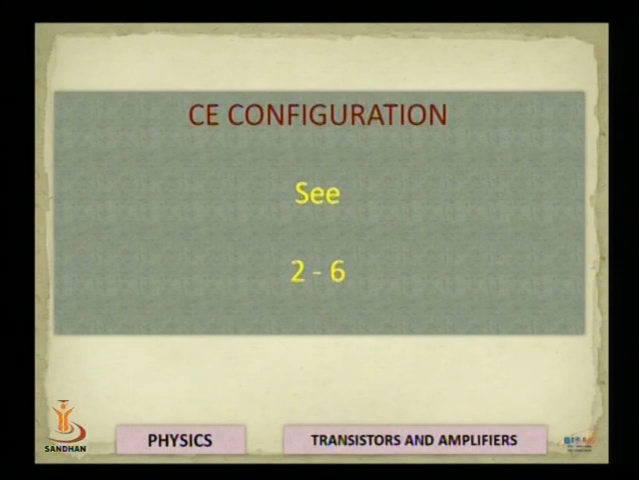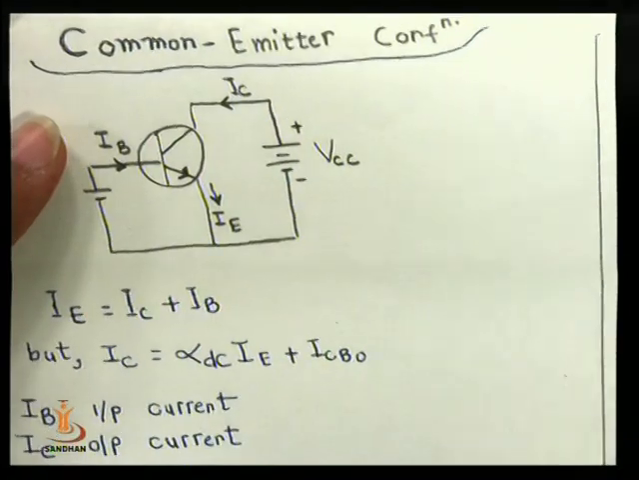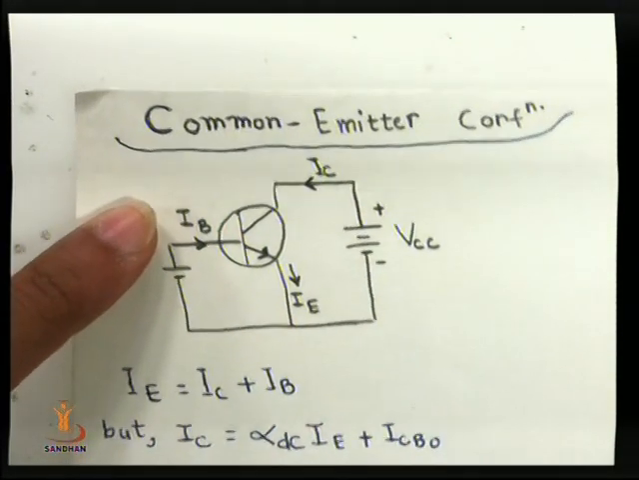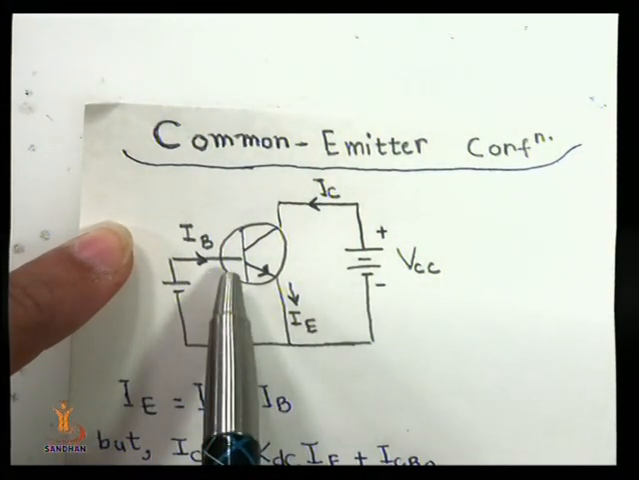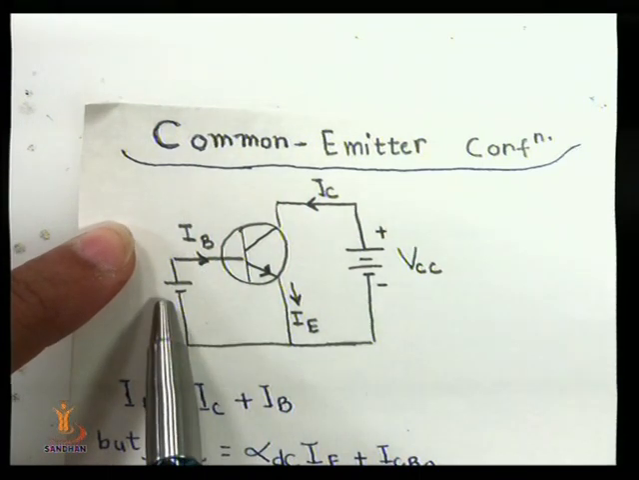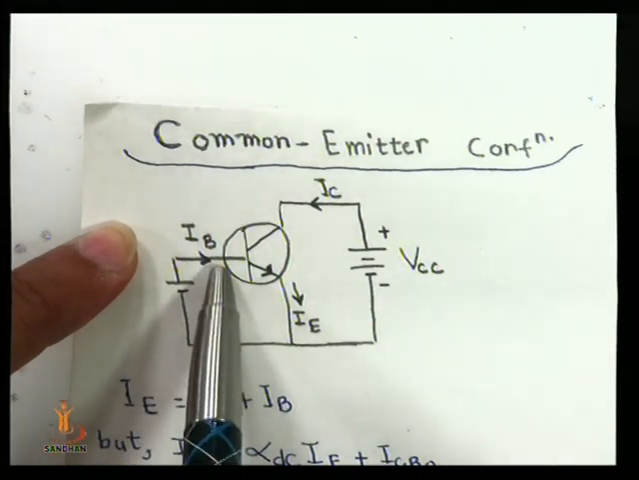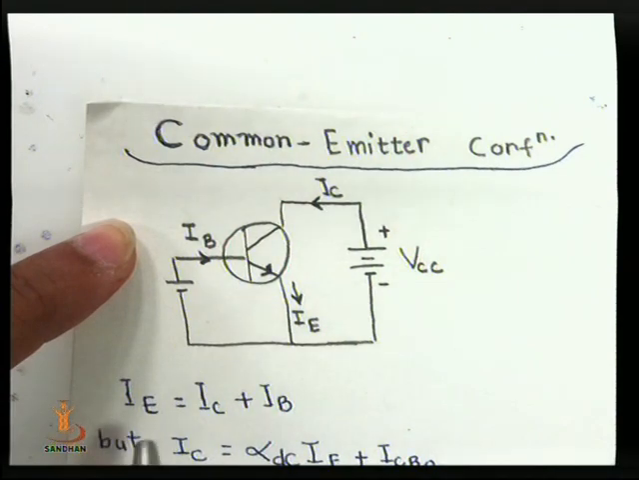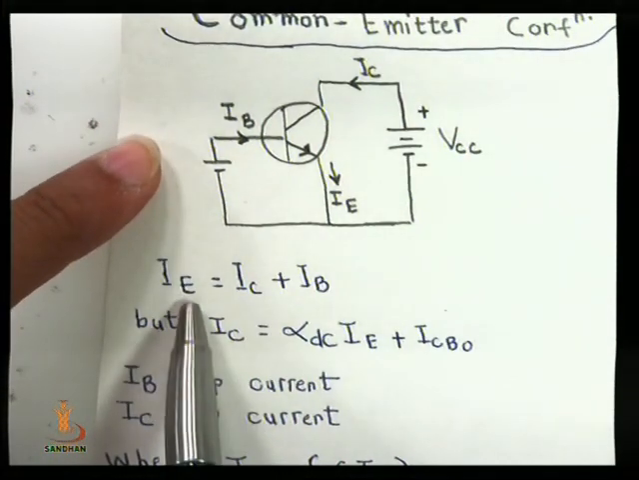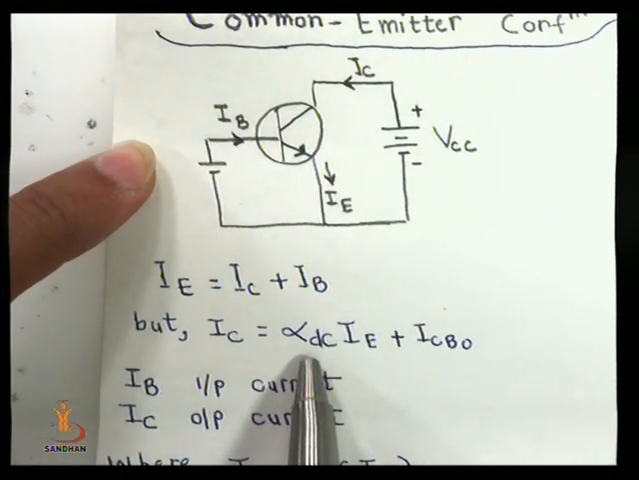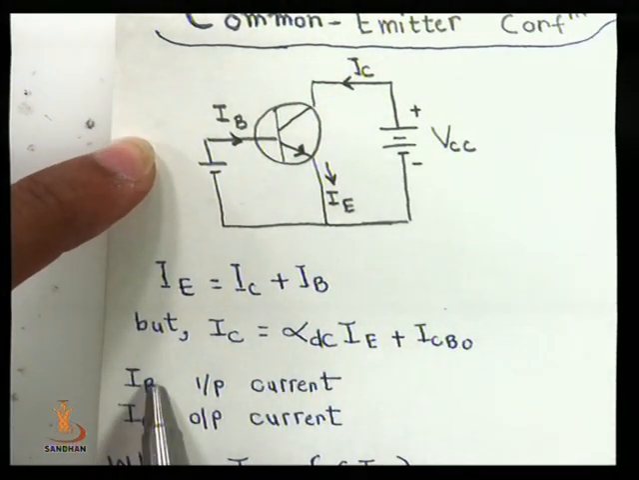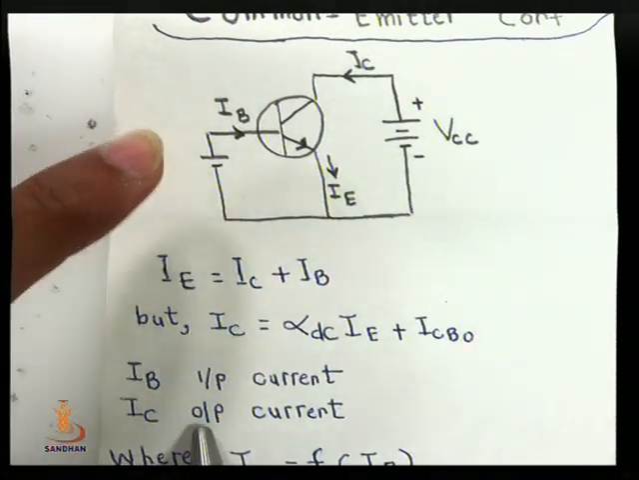Now let me show the common emitter configuration. Here is a common emitter configuration. So the emitter is common. We are giving the current with the help of a particular battery. IB is obtained over there, IC due to VCC. But as we know, IE is nothing but IC plus IB. But again we know, IC is nothing but alpha DC IE plus ICBO, where IB is the input current and IC is the output current.